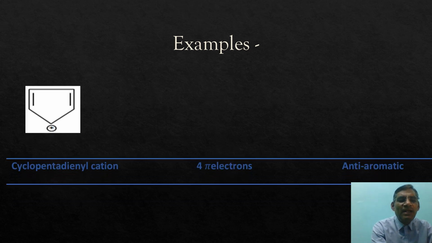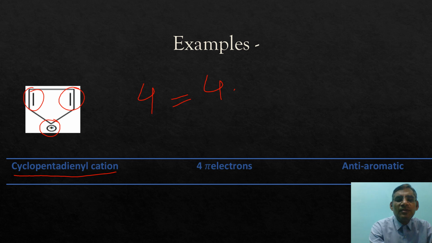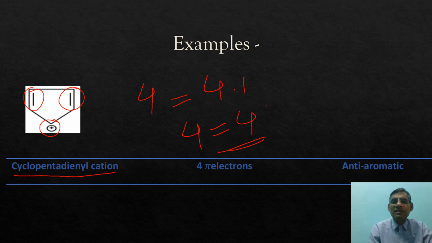Now see here what this is. This is the cyclopentadienyl cation. Here conjugation is there. How many pi electrons are there? 4 pi electrons are there. So 4 into 1. Why 1? Because the number of pi electrons is 4. So when the number of pi electrons is 4, according to Hückel's rule for an anti-aromatic compound, n will be 1. So 4 will be equal to 4. So it is an anti-aromatic compound.